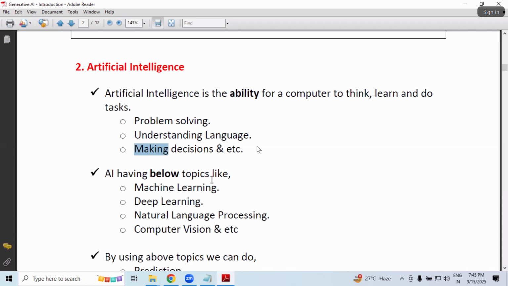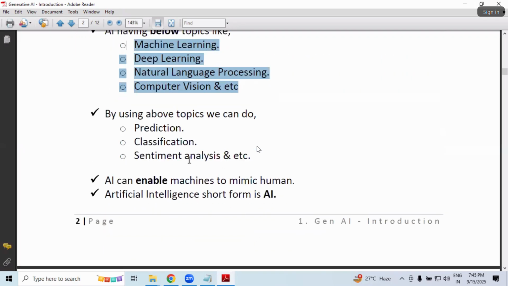Now, AI has the below topics, right? Problem solving, understanding, making decisions. How is it doing this? Because of the below topics. What are those topics? ML, DL, NLP, and computer vision. ML means machine learning. Trust me, in one simple word I can say: a group of algorithms. That's it. By using the above topics, we can do prediction, classification, and sentiment analysis. We can predict, we can classify, and we can even do sentiment analysis using NLP.